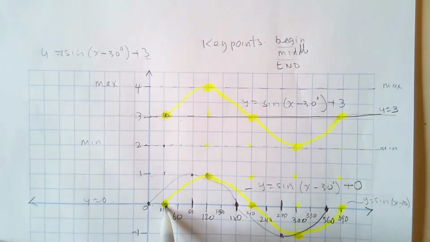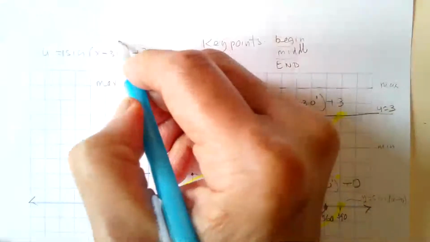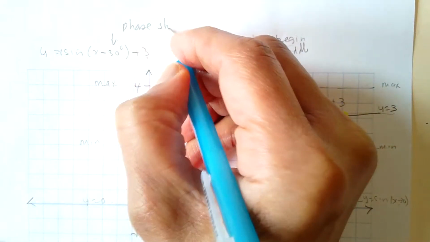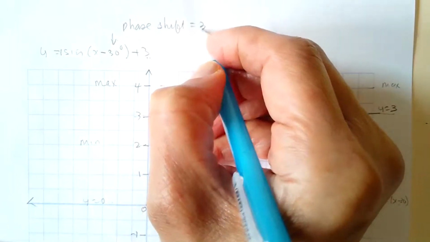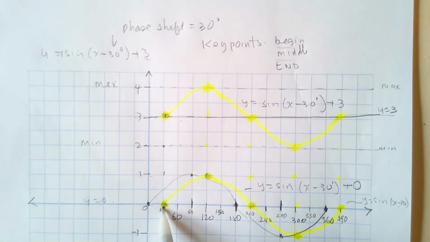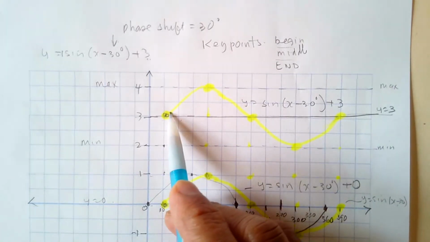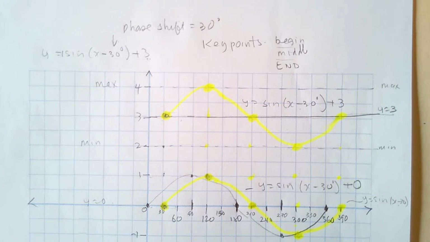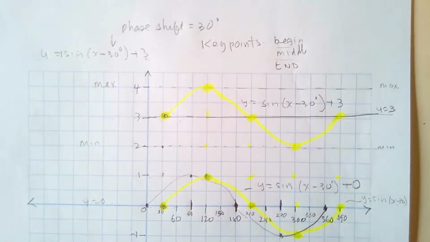So my phase shift is 30 degrees. That's what it is here. So this graph shifts 30 degrees to the right. So that's my new y equals sine x minus 30 degrees plus 3. So everything shifted 30 degrees.